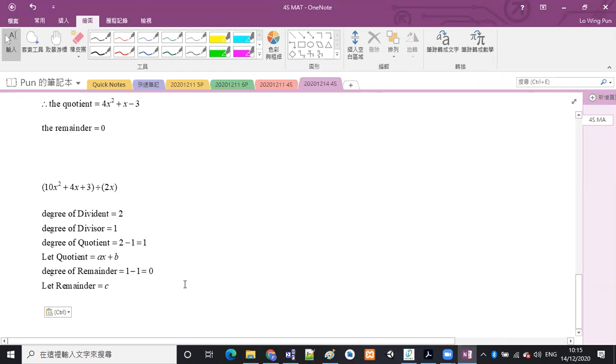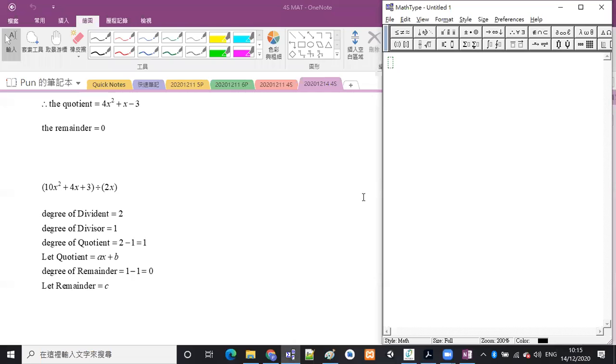Okay, then we have the four members of the family. We have the dividend, we have the divisor, and then we have the quotient, and then we have the remainder. We can formulate an equation by using the division algorithm. Therefore we can do it like this: 10x squared plus 4x plus 3 should be identical to 2x times (ax plus b) and then plus remainder c.